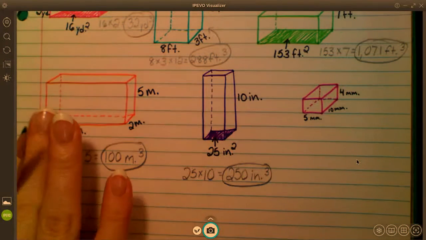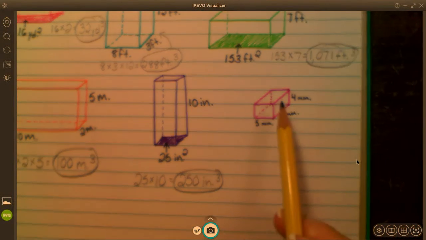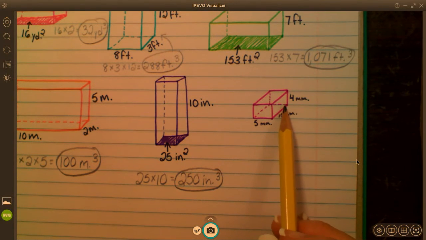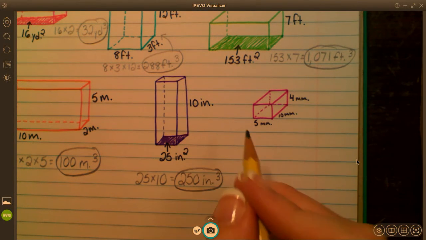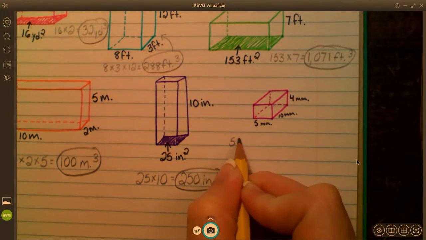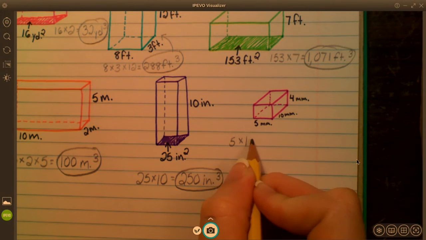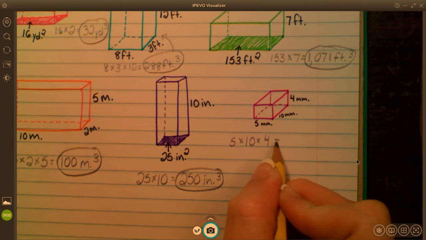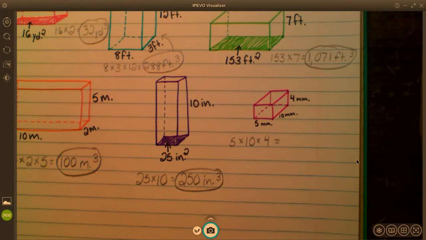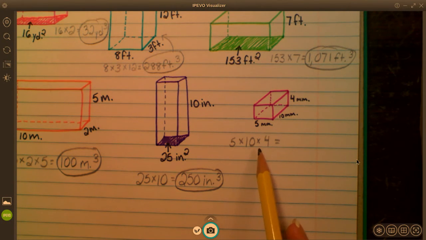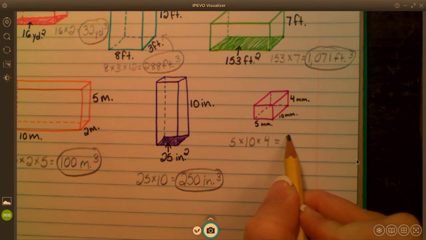Last one, 5th grade. You've been doing great. So our last one, we got a little guy here. I'm given the length, the width, and the height. So I need to take all 3 and multiply them. So I would take 5 times 10 times 4. Well, 5 times 10 is 50. 50 times 4 is 200.